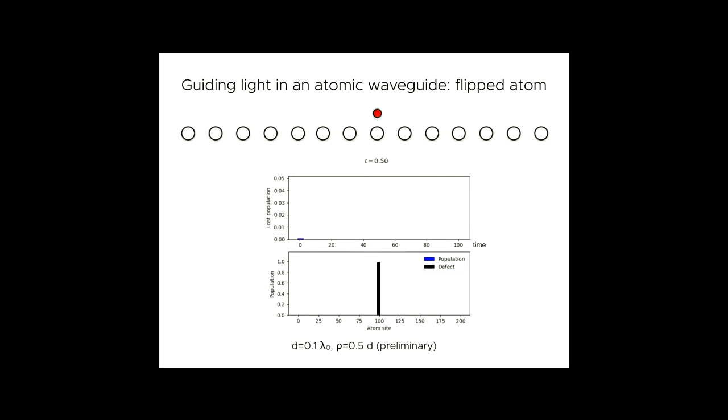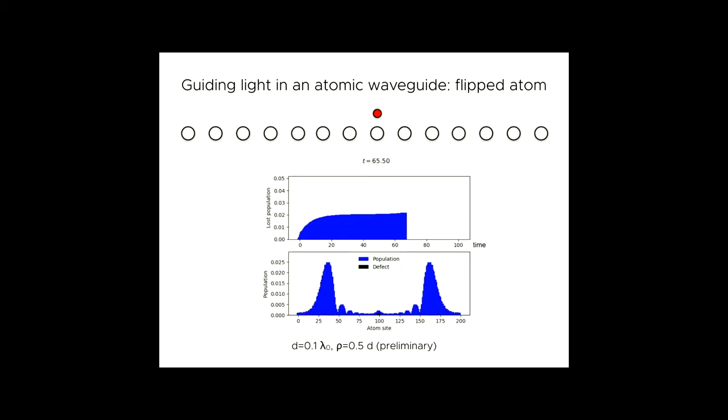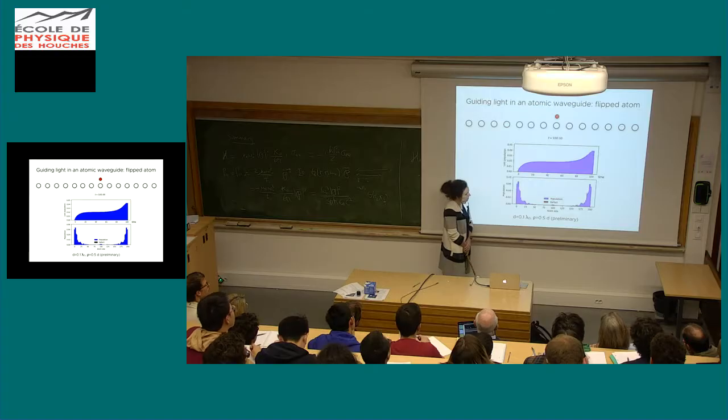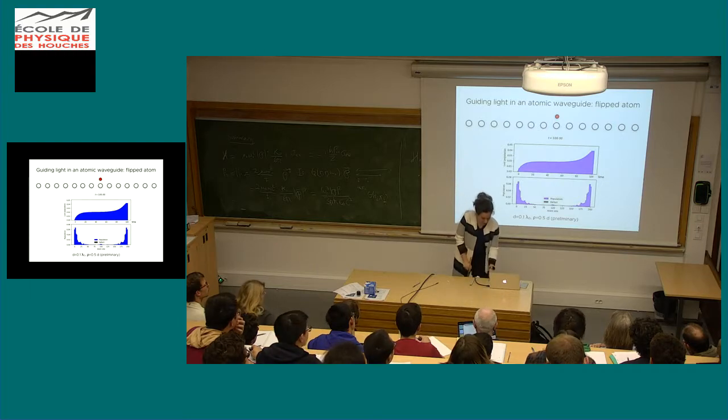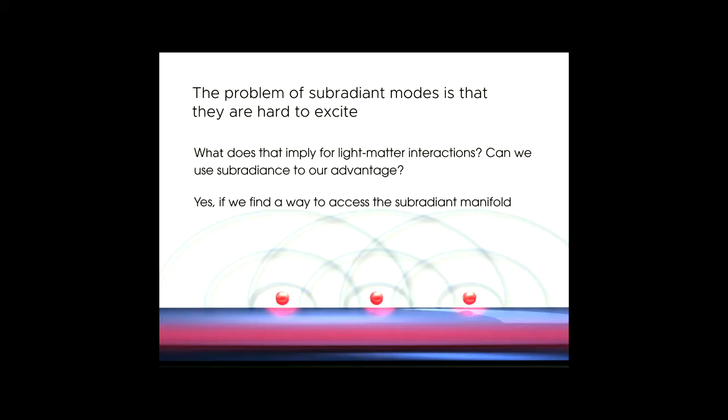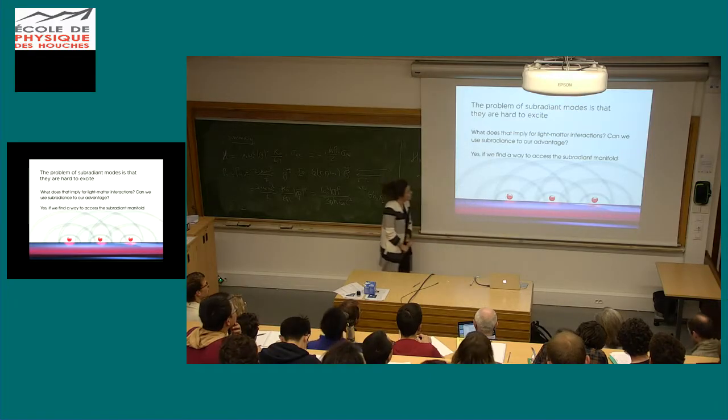And you can also flip the atom, and you will see interesting things. Here we're flipping this atom, and now the excitation is propagating along the waveguide. And in this case, these oscillations here are due to non-Markovian effects. So it's really an interesting light matter interface. Okay, so I think I have time to just say a couple more things.